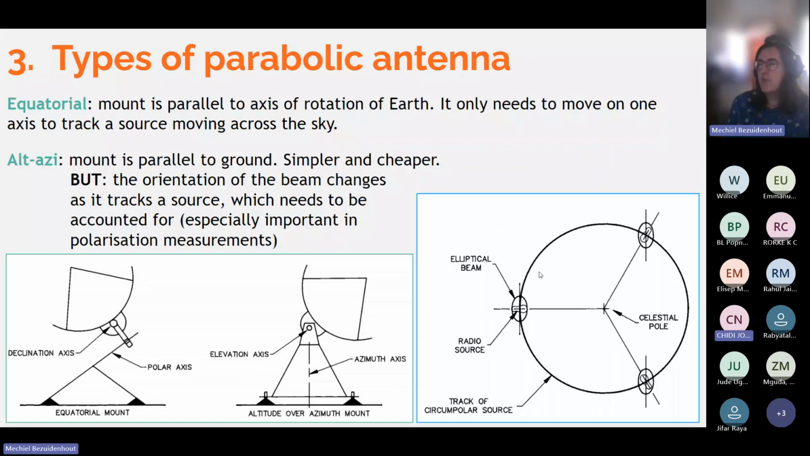That's particularly important if you're doing polarization measurements, because remember, with polarization, you're measuring the angle at which the electric field of the radiation is inclined. And to measure that angle, you have to know the angle of your beam as well. So it just introduces some extra complexity, but those are all taken care of in software.